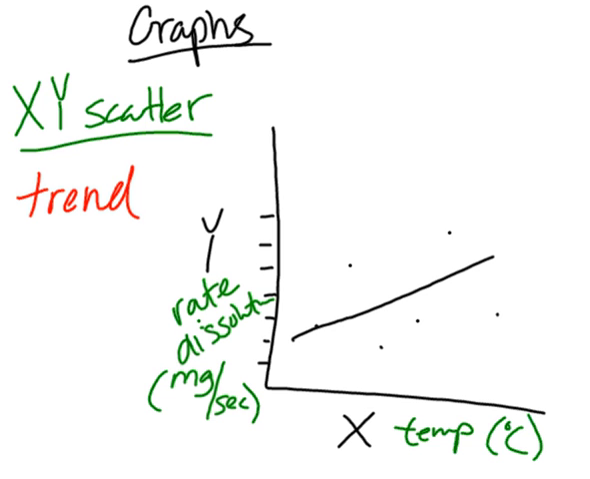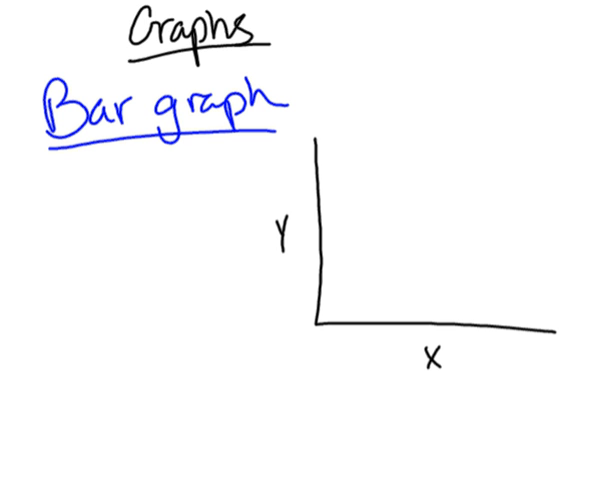Your other graph is going to be a bar graph. Now a bar graph is used mainly for comparison. So XY scatter graphs are for trending, bar graphs are just for comparison. Now, the main difference is that your x-axis on your XY scatter graph is almost infinite, but with your bar graph, there are finite values for your x-axis.